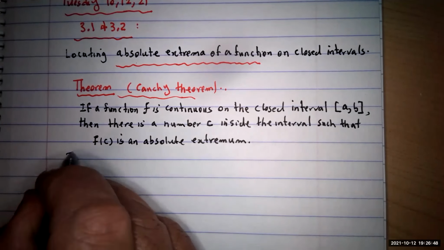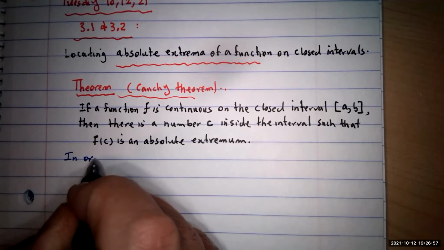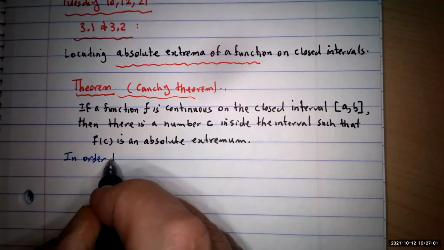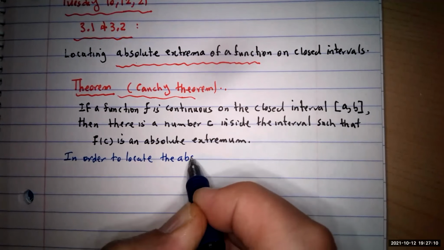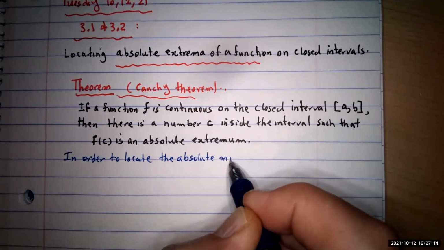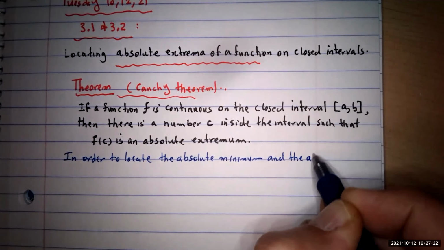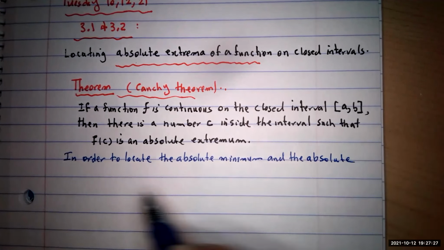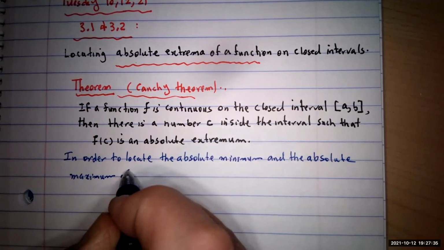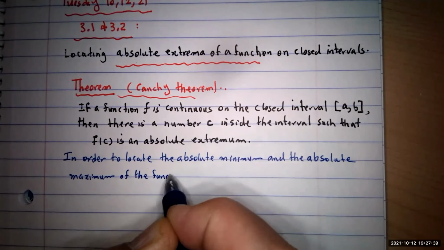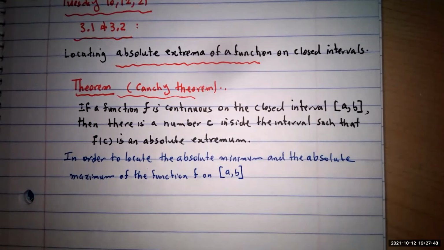So in order to find it, now the action. That was the result. How are we going to find that? Now, in order to locate the absolute minimum and the absolute maximum of the function f on that closed interval that we talk about, this is what you're going to do, step by step.